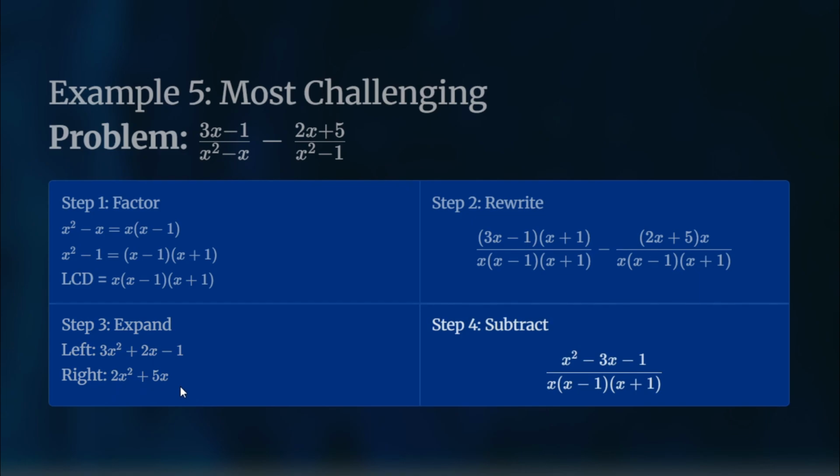Now we can subtract 2x squared plus 5x from 3x squared plus 2x minus 1. So 3x squared minus 2x squared is x squared. 2x minus 5x is negative 3x, and negative 1 remains negative 1. So our final answer is therefore x squared minus 3x minus 1 over our common denominator of x times x minus 1 times x plus 1.